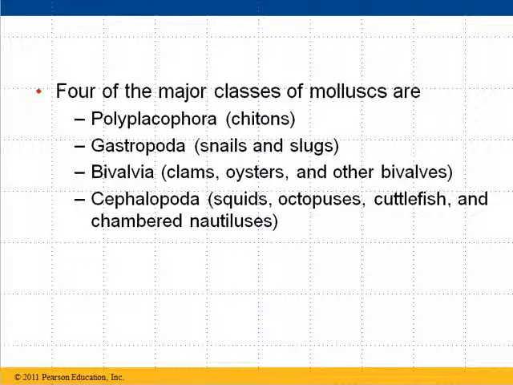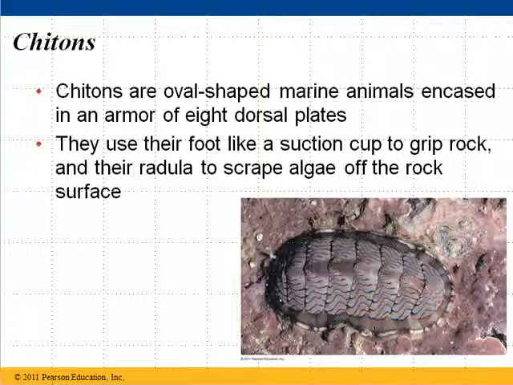Polyplacophorans are the chitons. Then we're going to look at the gastropods, the Gastropoda, snails and slugs, the bivalves, which will be your clams, oysters, and other bivalves, and the Cephalopoda. The cephalopods are the squids, the octopus, the cuttlefish, and the chambered nautilus. Some of those you're probably familiar with or have heard of before. Let's start with the chitons.